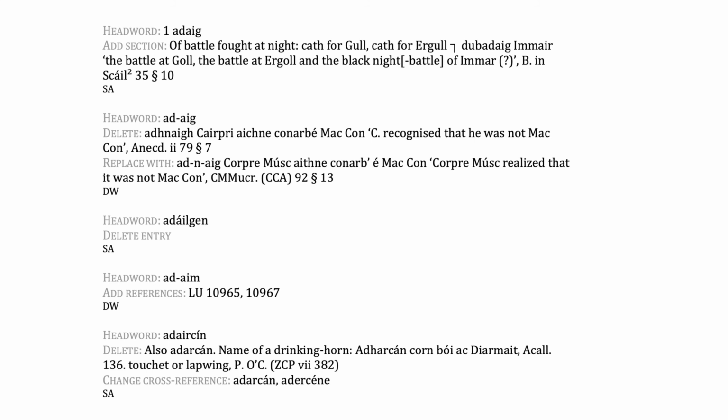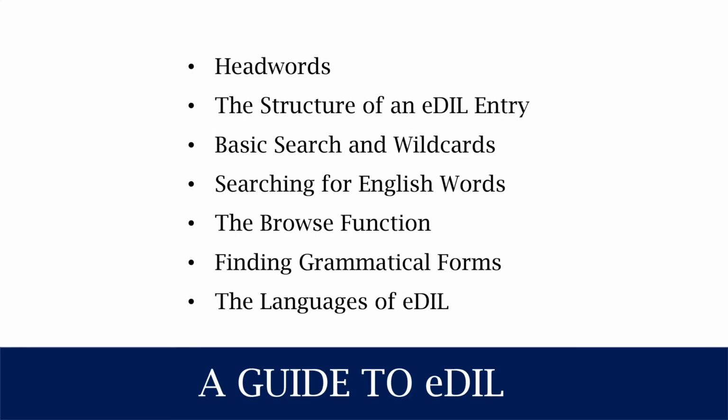So with that, you're ready to work your way through the rest of the videos in this series. In the order in which we suggest you view them, these are headwords, the structure of an eDIL entry, basic search and wildcards, searching for English words, the browse function, finding grammatical forms, and the languages of eDIL. We hope that you will watch all of the instalments and perhaps even re-watch them, and that they'll help you get the best out of using eDIL.